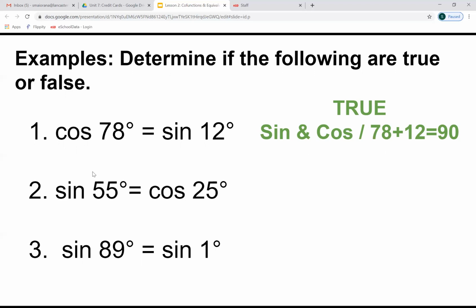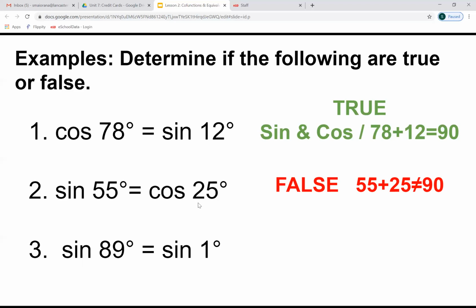In example 2, sine of 55 equals cosine of 25. I have a sine ratio and a cosine ratio, so I satisfy that criteria. Now when I look at my two angle measures, 55 and 25, if I add those together, I actually get 80. So even though I have a sine and cosine ratio, my two angles don't add up to 90. So this statement is false. They're not going to be equivalent.